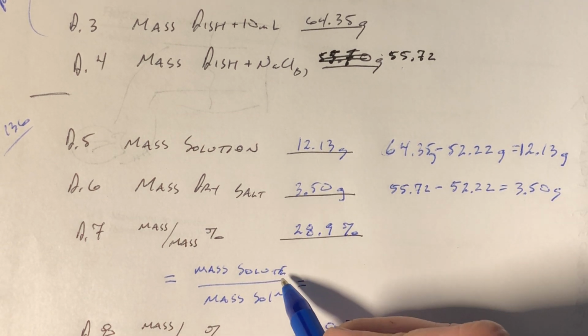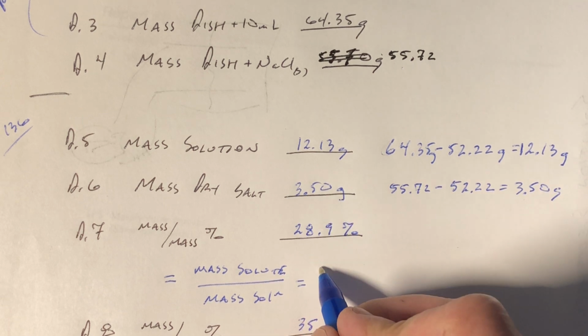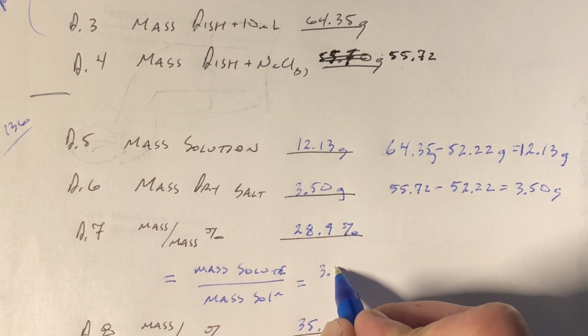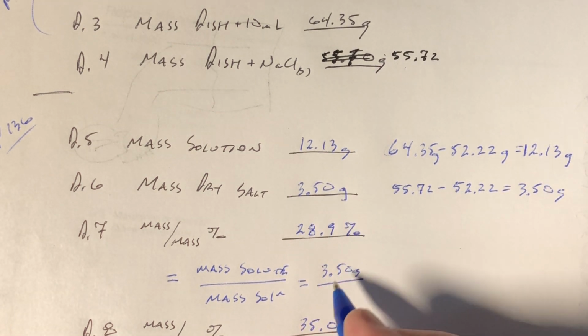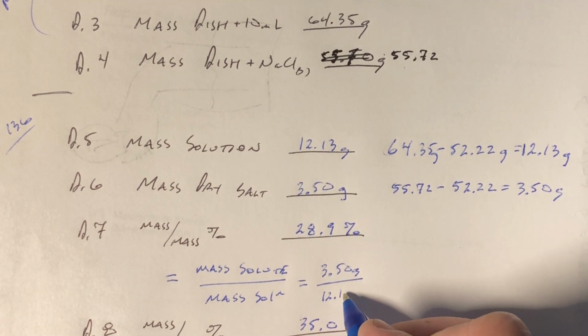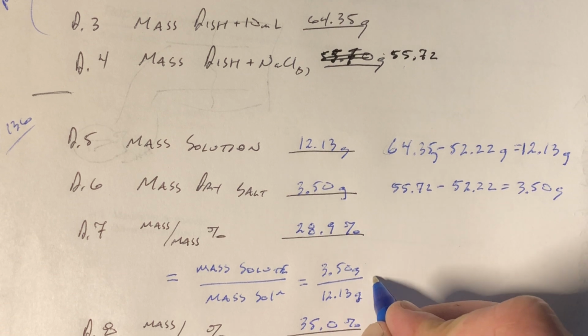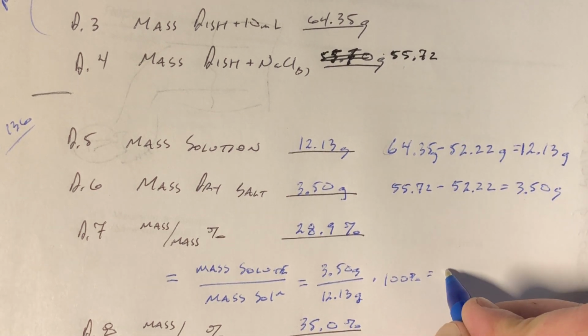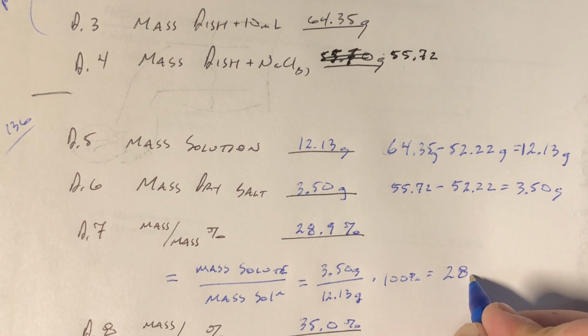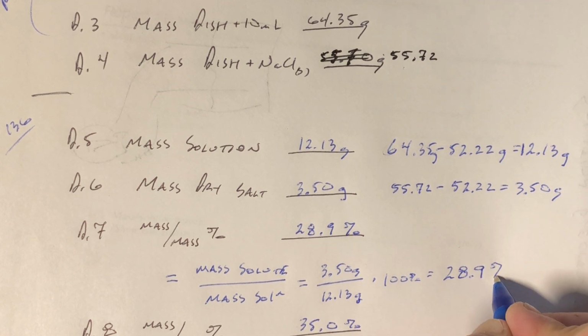Okay, I'm going to take the mass of the solute, which was my dry salt, 3.5 grams. I'm going to divide that by the mass of the solution, which is my 12.13 grams. To turn it into a percent, I multiply by 100. And hopefully I get what I calculated a couple of minutes ago, 28.9%.